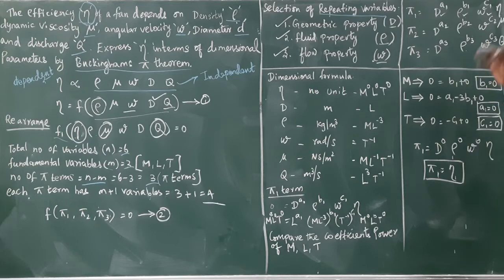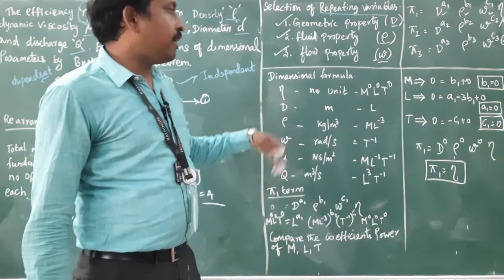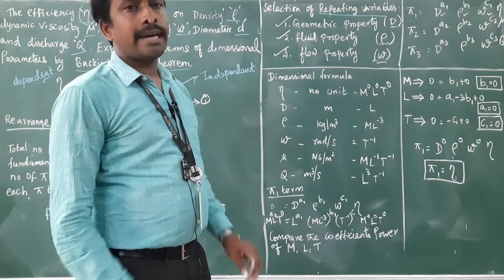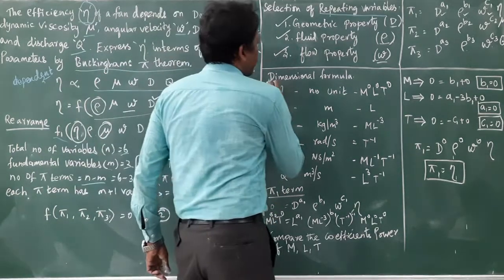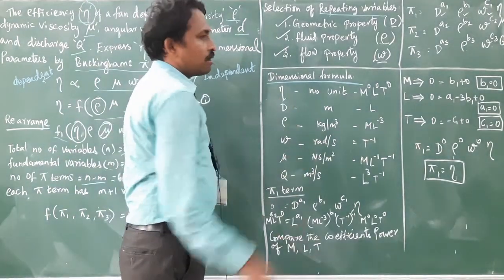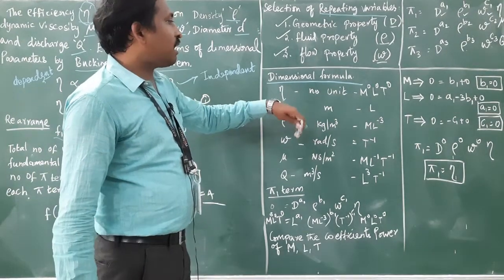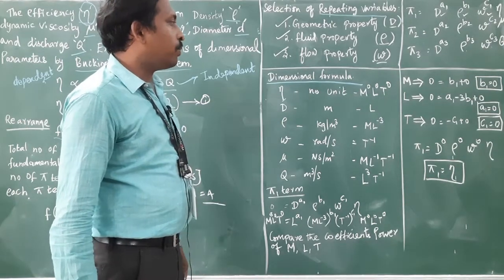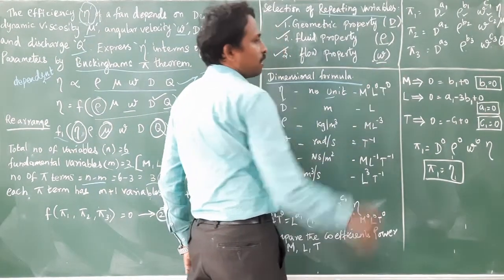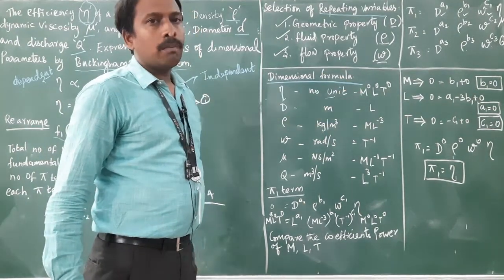Okay. Next step, we need to write all the variables' dimensional formula. The dimensional formula is very important for this dimensional analysis. So we need to write the dimensional formulas carefully. First one, eta. Eta has no unit. Eta means efficiency. Efficiency we generally denote by percentage, which has no unit. The no unit can be denoted by m power 0, l power 0 and t power 0, because we are defining all the terms in terms of mass, length and time.